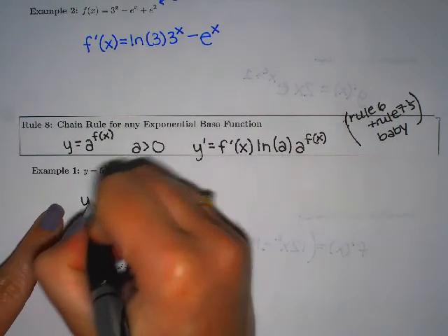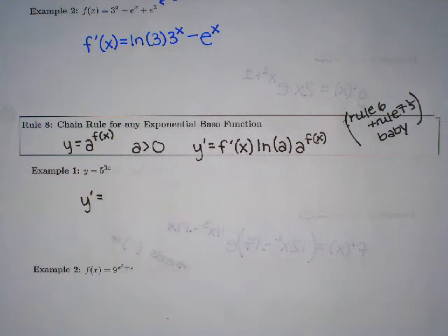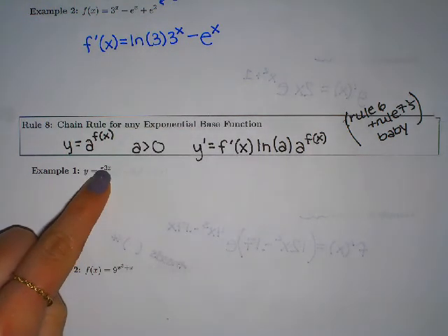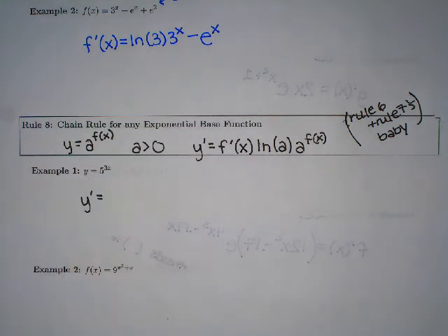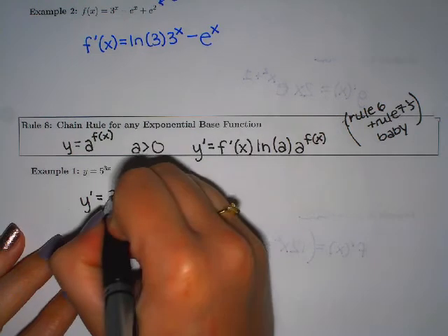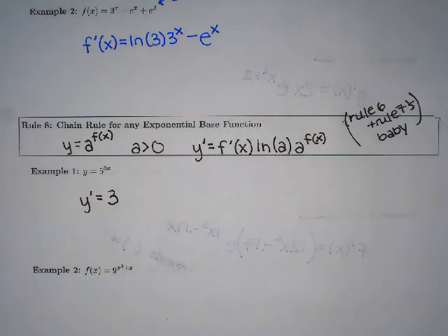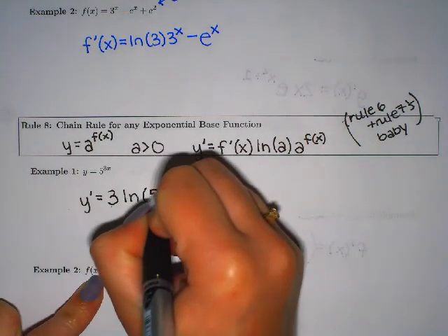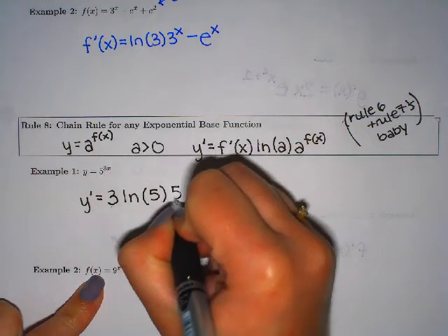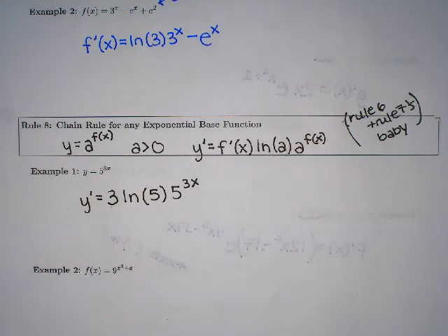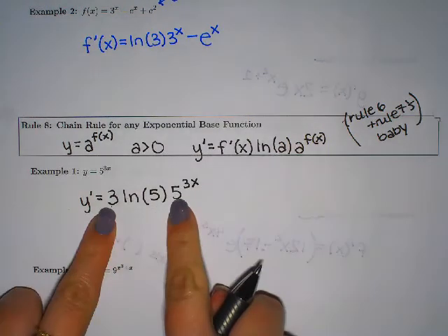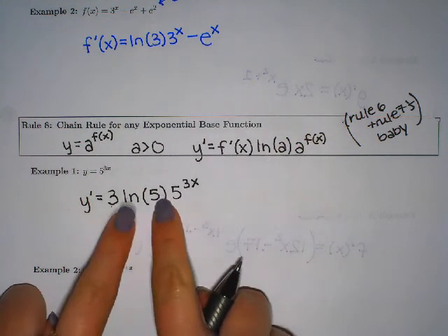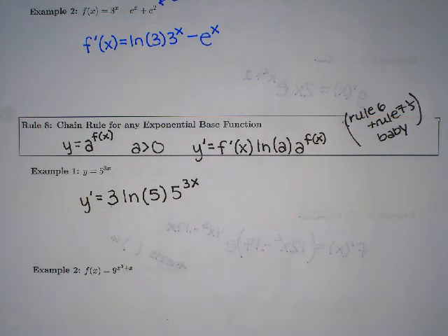Okay, let's use it on this one. It's the derivative of y, so we'll label it y prime. My power isn't just a regular x, so I need to take the derivative of that first. What's the derivative of 3x? Our mini rule says it's just going to be 3. Derivative of the power, ln of the base, to the original power. These two pieces kind of look like Rule 6, derivative of the power, and then your base to your original power, but then you need ln of your base as well.